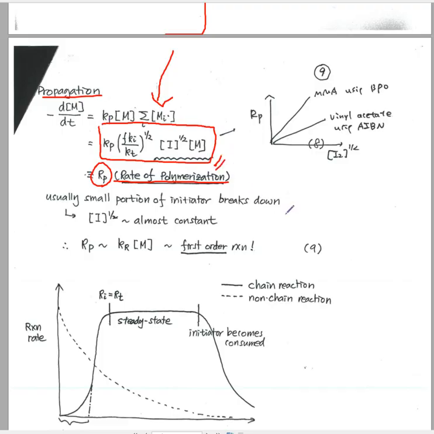So as you see, the overall polymerization rate in free radical polymerization, these are just constants, right? It is proportional to the monomer concentration and also the root of the initiator concentration. And usually we use a very small amount of initiator, then this part is also almost constant, then the overall propagation rate, the polymerization rate, just follows a first order rate law for the monomer.